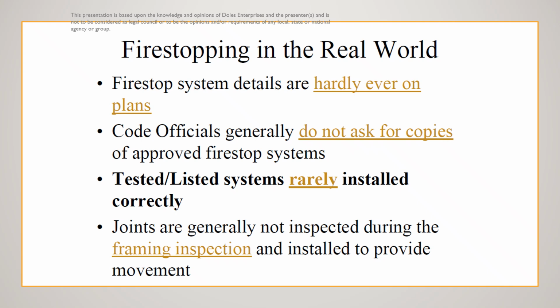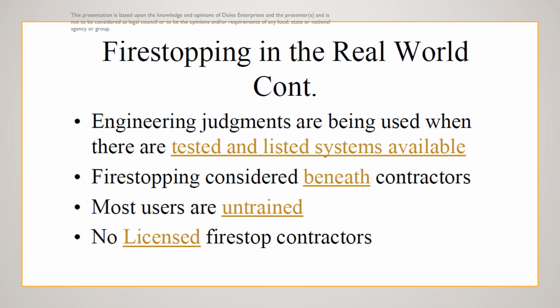It's a real world out there. Fire stop system details are hardly ever on the plans. Code officials generally do not ask for copies of approved fire stop systems. Tested listed systems rarely are installed correctly. Joints are generally not inspected during the framing inspection and installed to provide movement. EJs are being used when there are tested and listed systems available. Fire stopping is considered beneath some contractors. Most of the users are untrained. There's no licensed fire stop contractor requirement in most states.